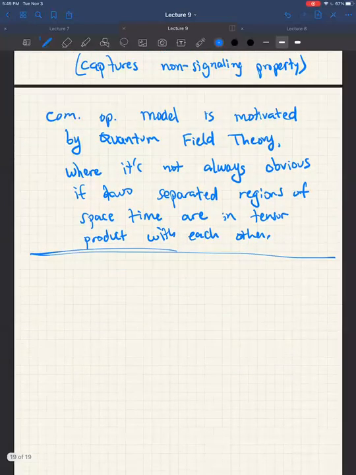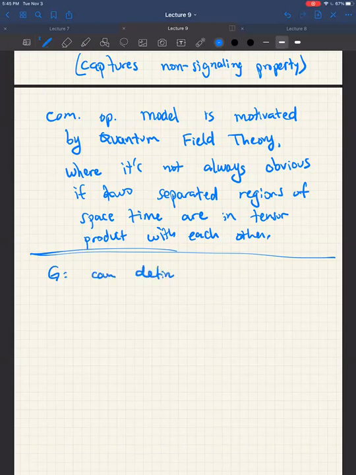Right, so given a game G, we can define, so omega star, what we really meant by this was optimal winning probabilities, or the supremum of winning probabilities over finite dimensional tensor product strategies.